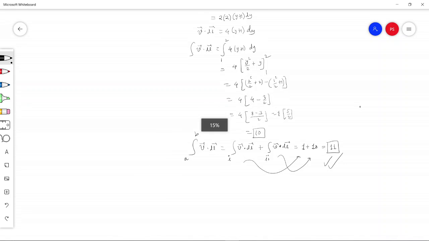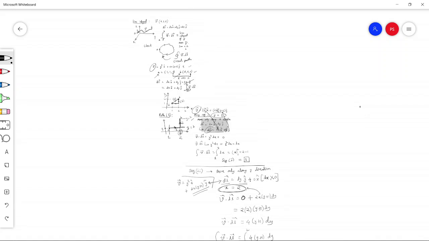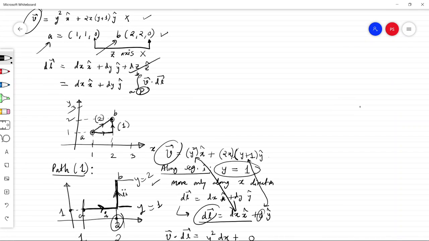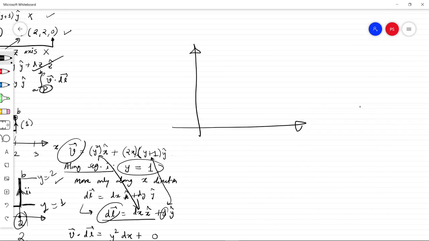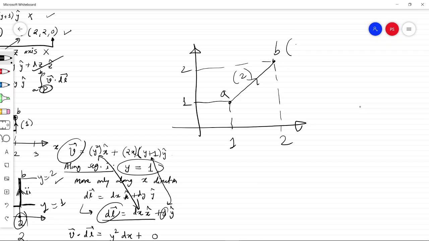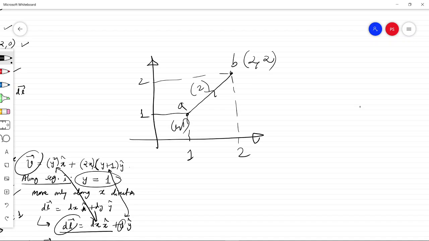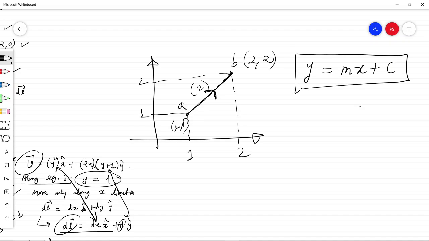Now if we recall, we have also included another path to reach from A to B, and that path was just a straight line path. So if we try to solve the same line integral from A having coordinates 1, 1 going to B having coordinates 2, 2, this was the second path. Now for this, both x and y are simultaneously changing, so we need to have a relation between x and y. We see that this path is a straight line path, so it must have this particular equation of a straight line in general.